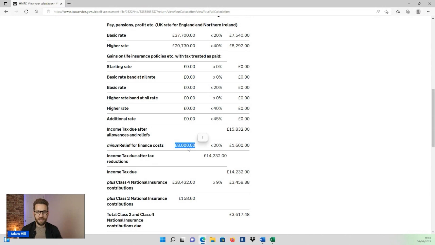But even if you're a higher rate or additional rate taxpayer and this finance cost falls under investment properties and doesn't qualify as a furnished holiday let, you're still only going to get that 20% deduction. So unfortunately, higher rate and additional rate taxpayers are out of pocket with this, and those are the newish changes to tax relief for finance costs on rental properties.